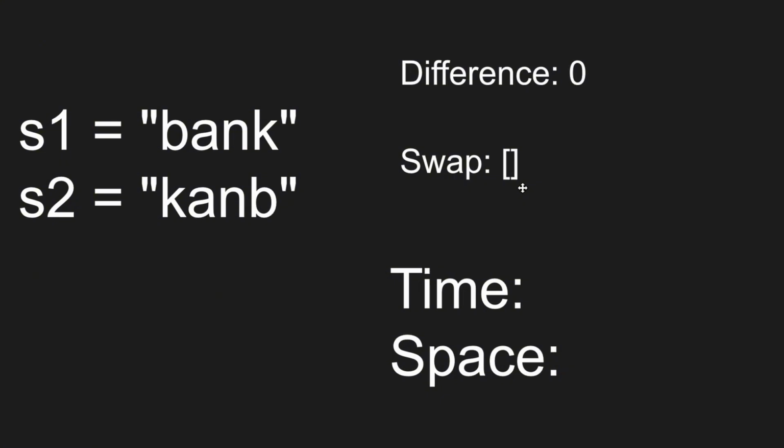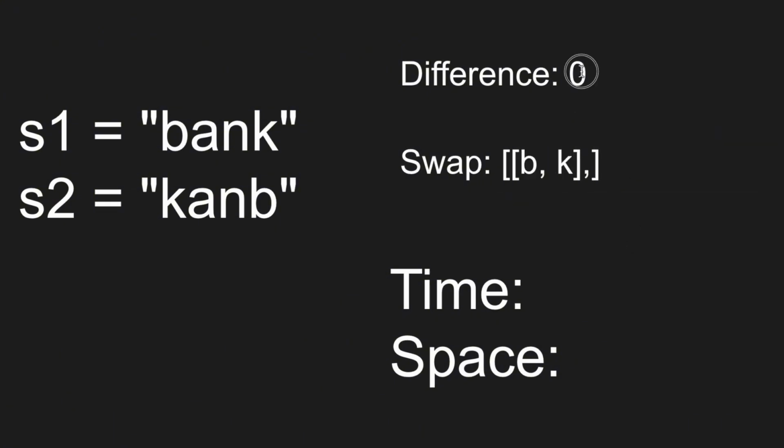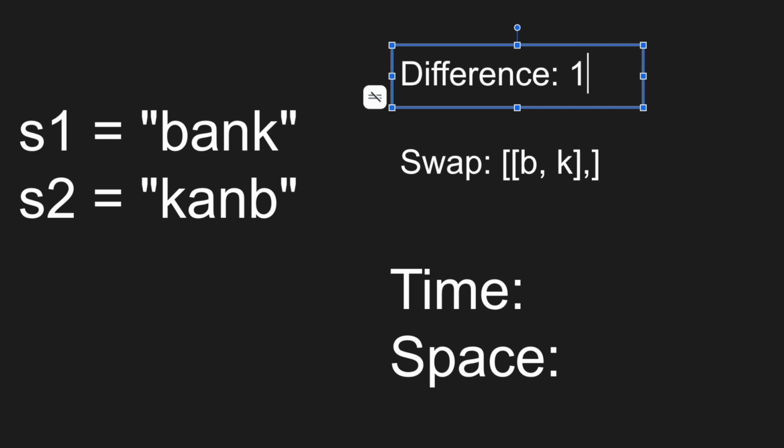And if the difference is not 2, then we need to make sure that the difference is 0. If it's 0, return true. If not, then we return false. So let's go over this example. We see that B and K are different, so we add this as an array. So B from S1 and K from S2. And also we need to increment the difference by 1.